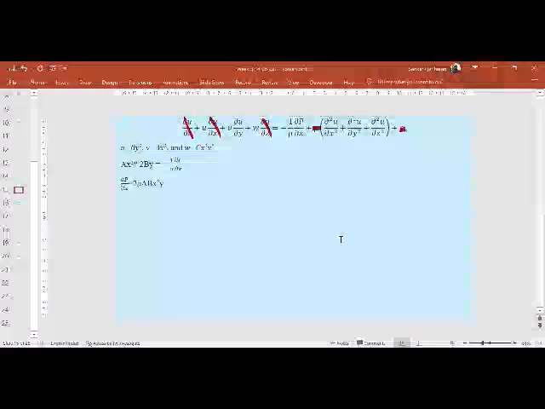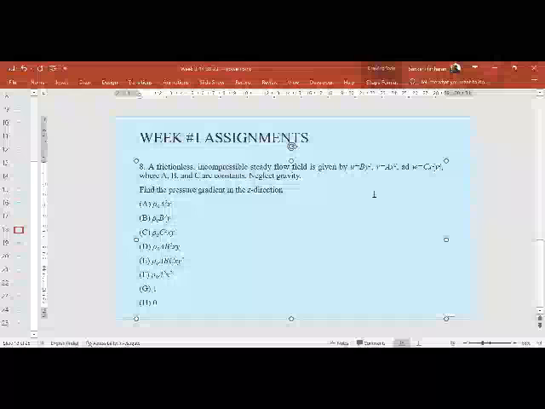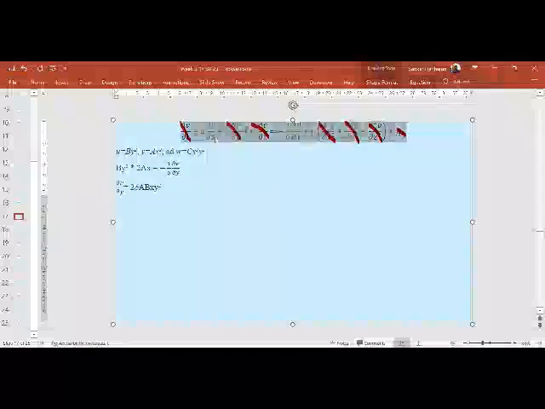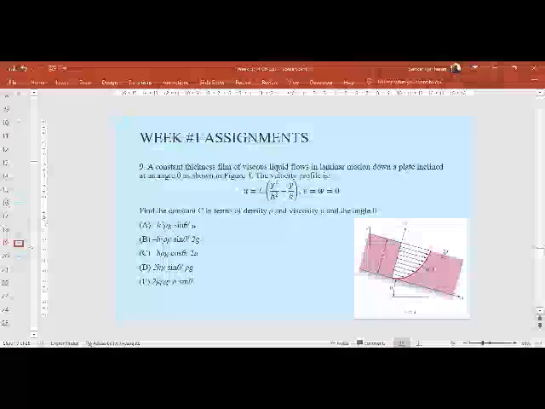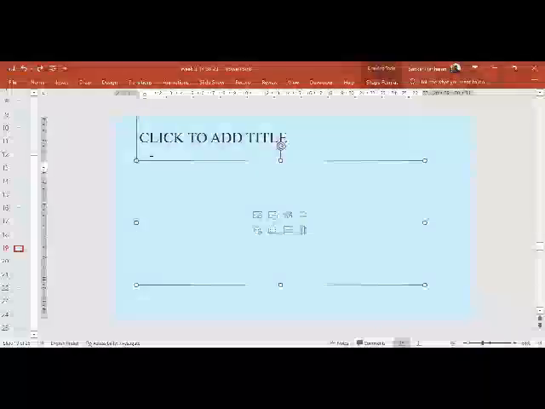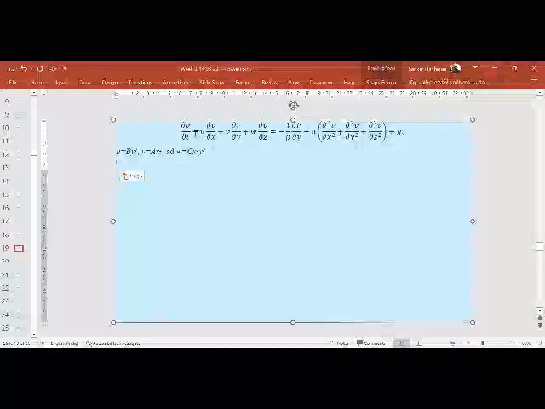Now there is one more question in this set of questions. A frictionless, incompressible, steady flow field is given, and we just have to find the pressure gradient in the z direction. Again, this is very similar to what we have already done for x and y. So we'll quickly derive the equation in the z direction. Instead of u, we have w everywhere. So this will be the momentum balance equation in the z direction.